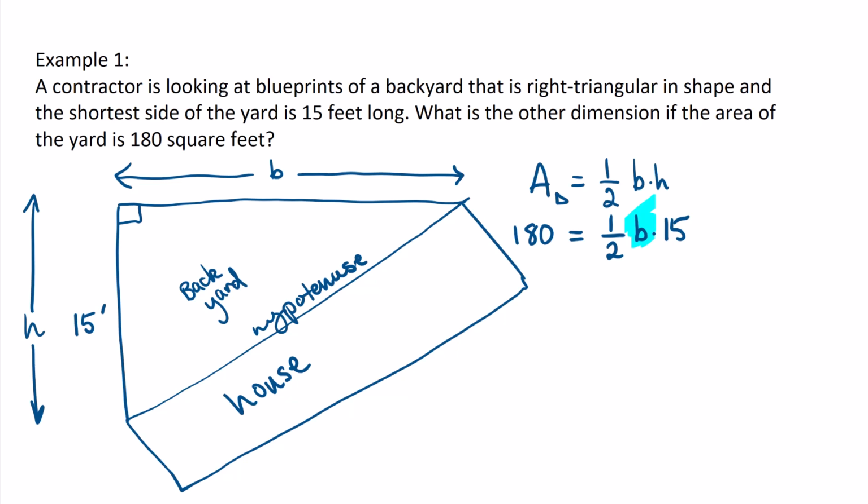First, I'll multiply both sides by 2, multiply by the reciprocal. That's b times 15 equals 2 times 180, which is 360. Now we'll divide both sides by 15 to isolate the b. This is because b is multiplied by 15, so we do the opposite operation. b is 360 divided by 15, or 24 feet. So the base equals 24 feet.